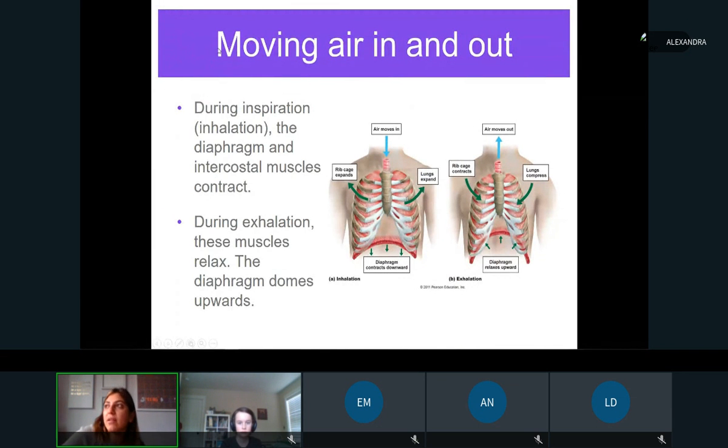So when we're talking about air going in and out, inspiration, which is also inhalation, the diaphragm and the intercostal muscles contract. The intercostal muscles are the ones that are under, right? We're talking about the lungs, which are protected by our rib cage. So go ahead and take a deep breath. And as you take a deep breath, you can kind of feel your lungs pushing against your stomach, or not your stomach, but your rib cage.